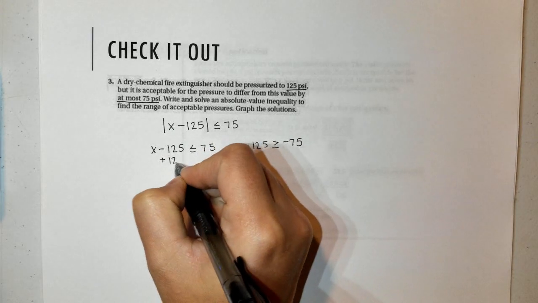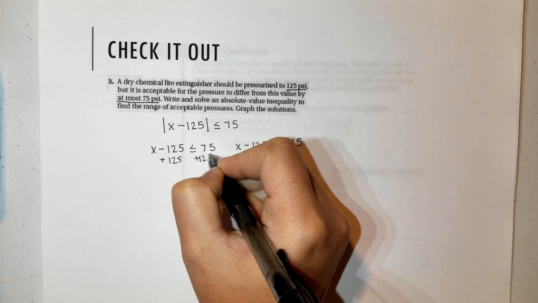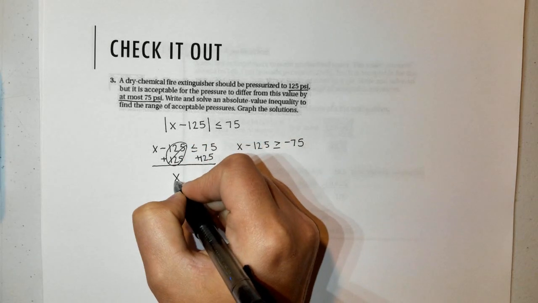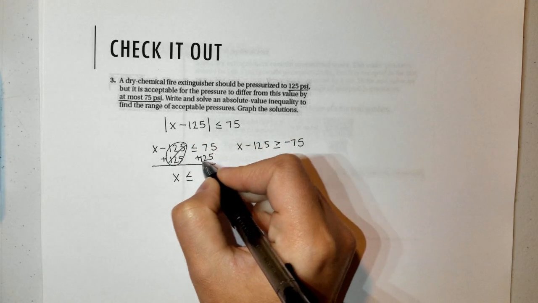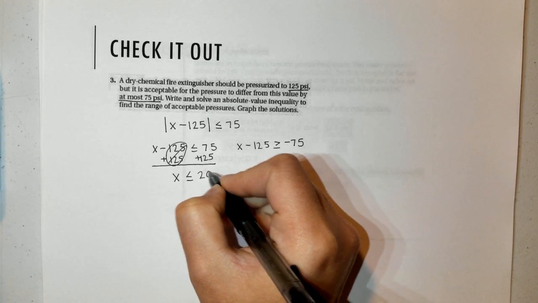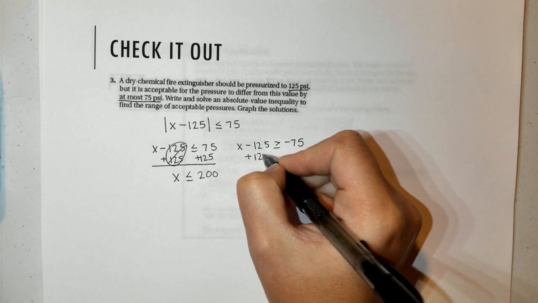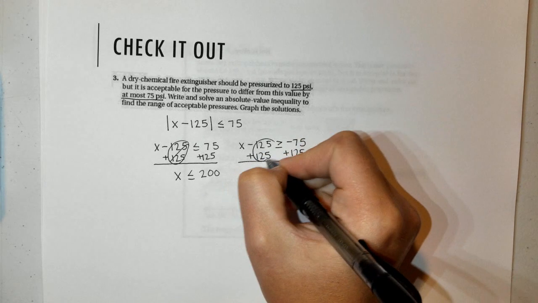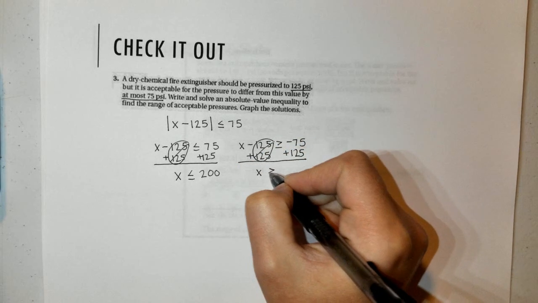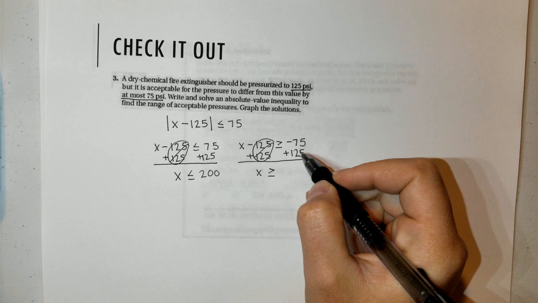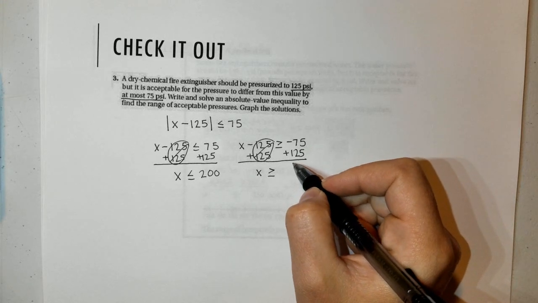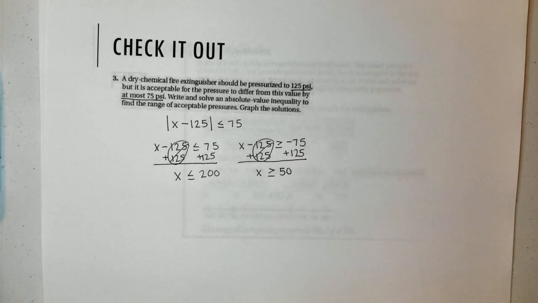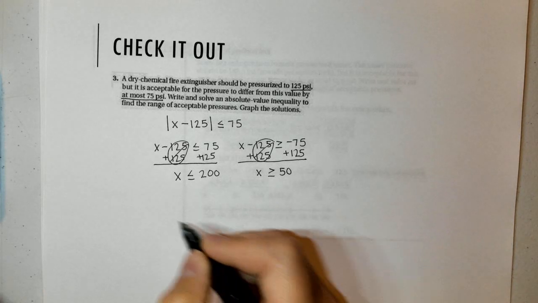So I'm going to add 125 to both sides. Minus 125 plus 125 gives me 0, so I'm left with x less than or equal to 75 plus 125, which gives you 200. And then the second one, I'm going to add 125 to both sides. Minus 125 plus 125 gives you 0, so you're left with x greater than or equal to negative 75 plus 125, which will give you 50. So x is greater than or equal to 50. And then I have to graph the solutions.